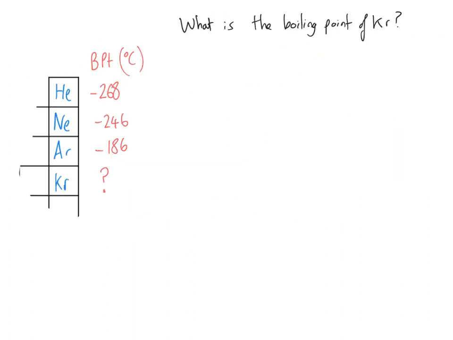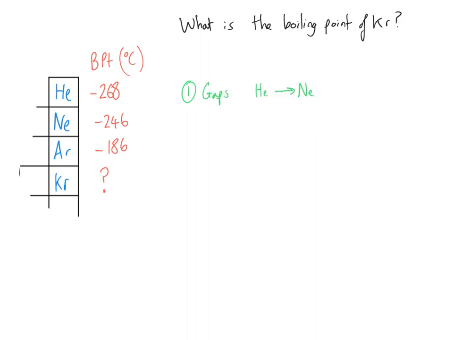One final question could ask something really similar. What is the boiling point of krypton? But instead of giving you a gap, it's the next one in the sequence. And so you can't take a simple average and find the halfway point. What we have to do is we have to look at helium and neon and argon, and we work out how much on average it goes down each time. So the stage 1 is to find what the size of the gap is each time.